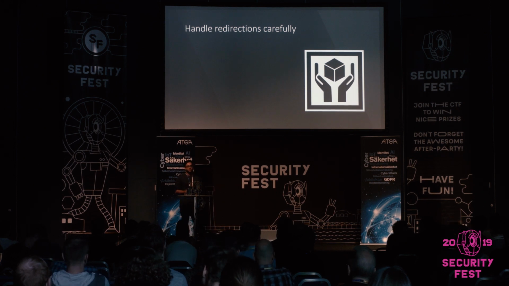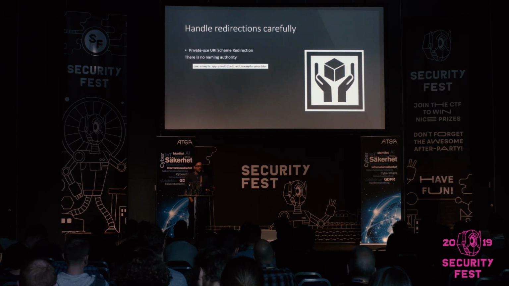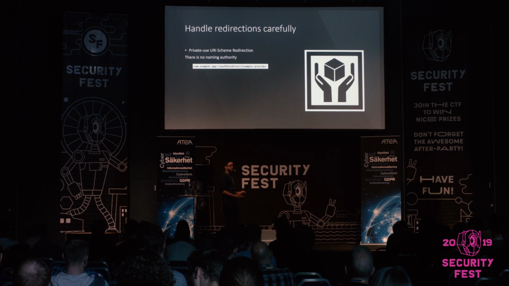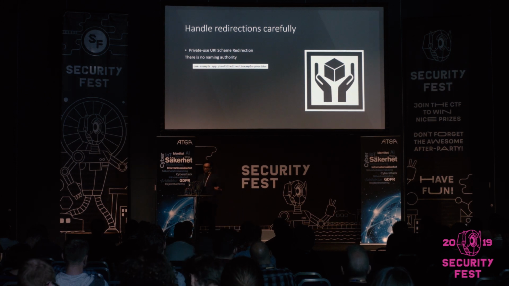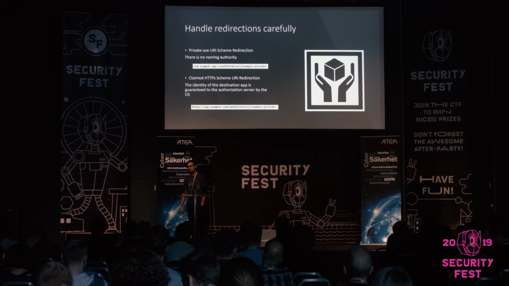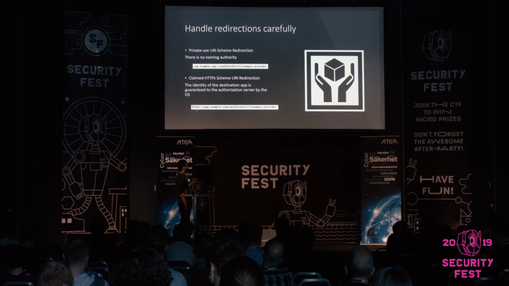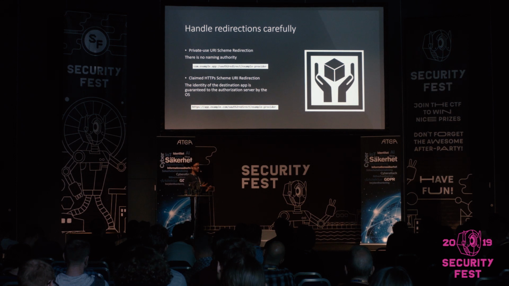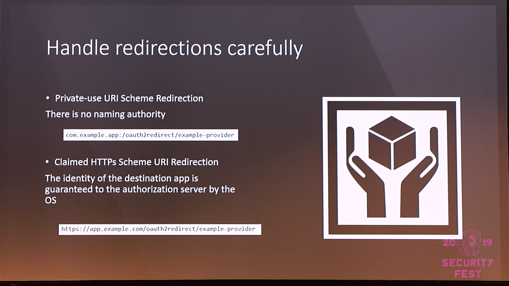And obviously, it becomes utmost important to handle these redirections carefully. Instead of using custom URI schemes, there is no naming authority for them. So basically, any malicious application can register for the same custom URI scheme as the legitimate application. So instead, one should use claimed HTTPS scheme URI redirection. So the scheme remains HTTPS, followed by the FQDN under the control of the application. And this is where the identity of the destination application is guaranteed to the authorization server by the operating system. No other application can register for the same FQDN because it is owned by one particular client.